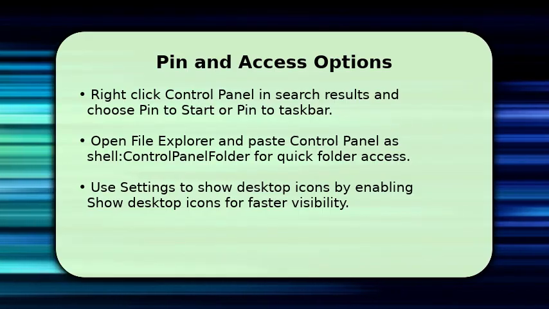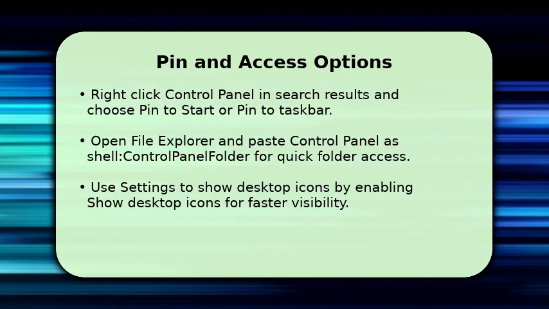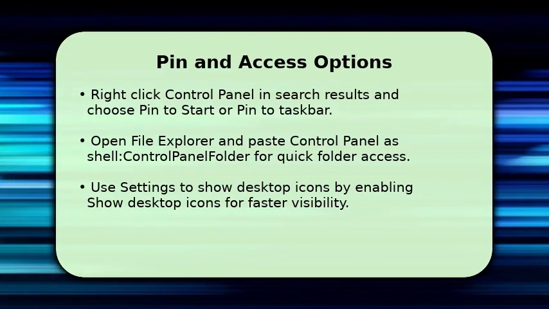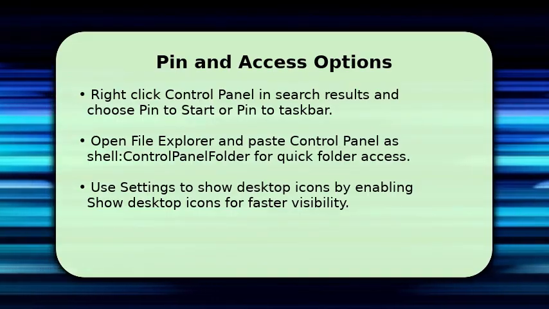If you prefer a folder view, use File Explorer and paste Shell Control Panel folder into the address bar. Press Enter to open Control Panel as a special folder for quick access. To see desktop icons, enabling Show Desktop Icons in Settings helps keep your new shortcuts visible.